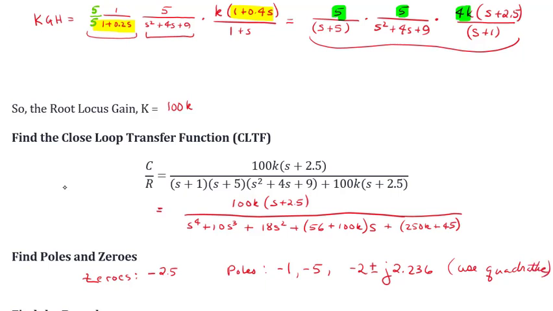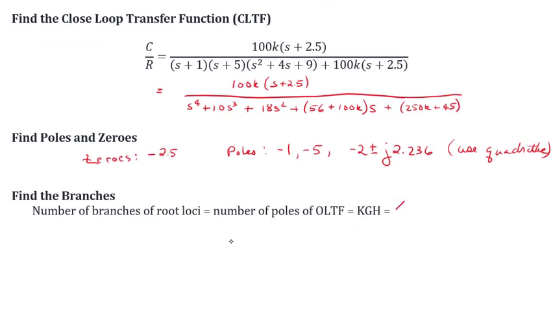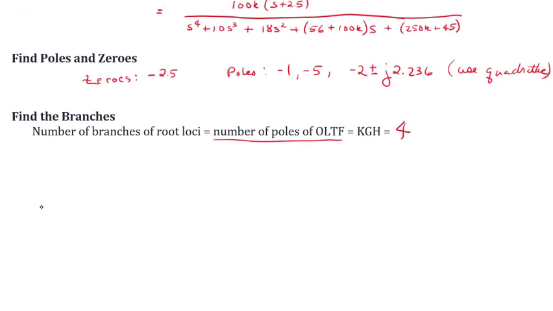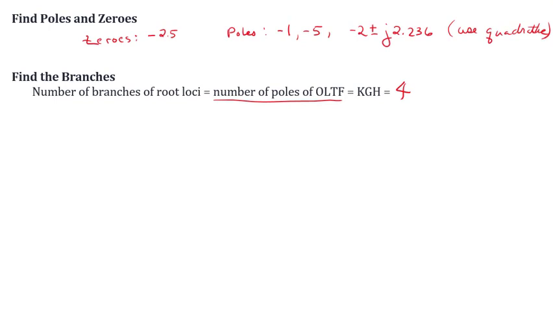So I'm not going to bother showing that. You know how to use that. Shouldn't be a problem for you. And then once we have that, the number of branches is the same as the number of poles of the open loop transfer function, 4. So that's the number of branches we're going to have. Okay, so let's continue.